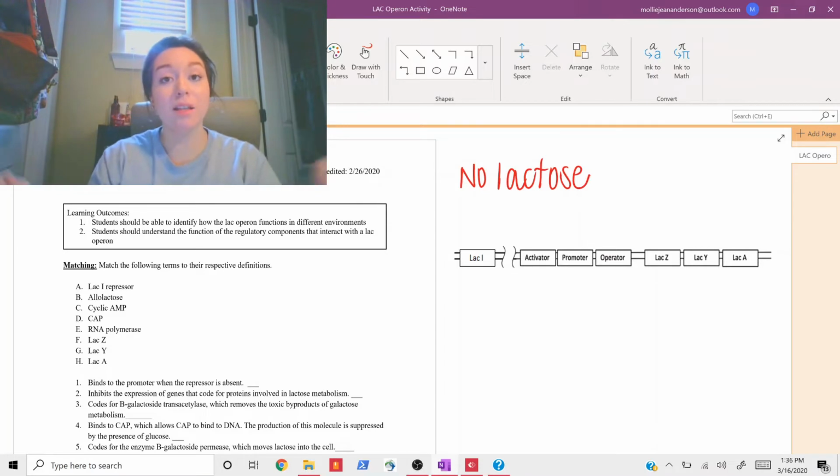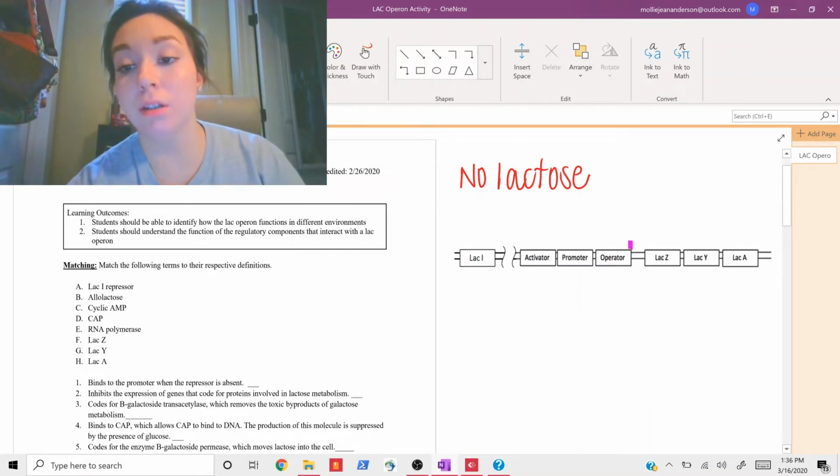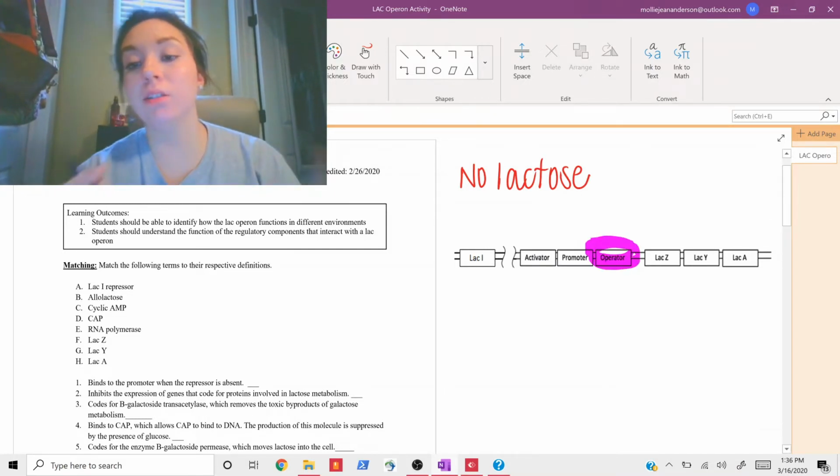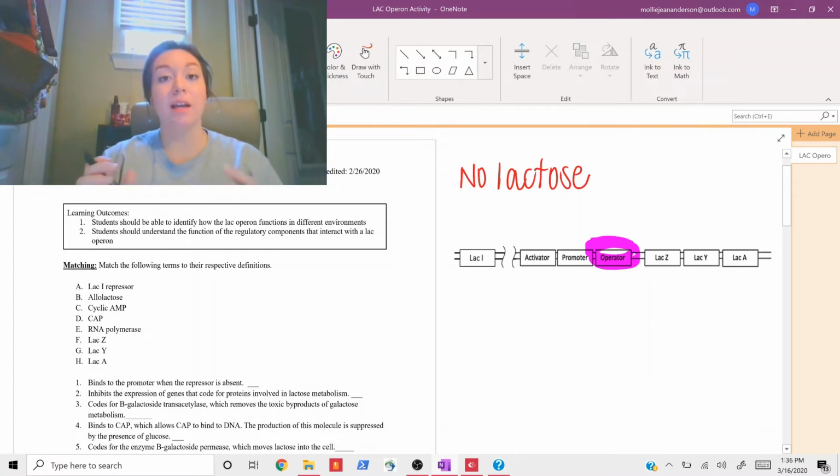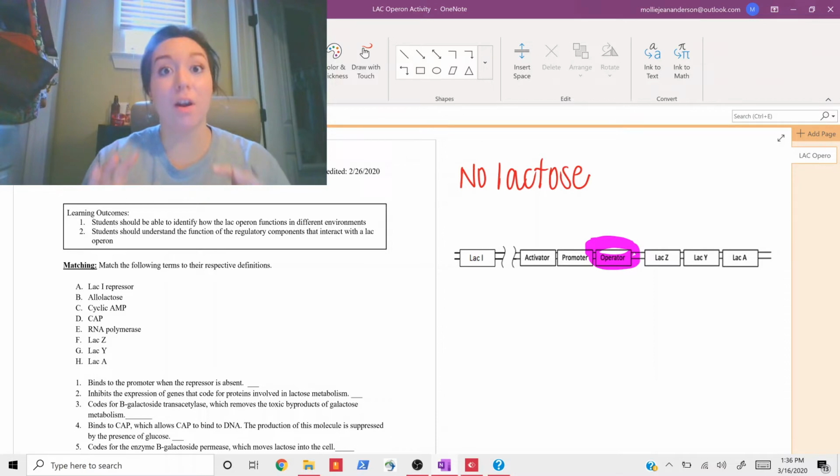So, no lactose, we have this thing that's always bound to the operator by default, and this is our repressor. Let's pretend that this little pink circle I'm drawing, bound to the operator, is the repressor. I want you to think of the repressor as a barrier in the way.